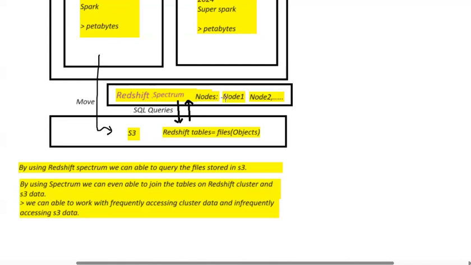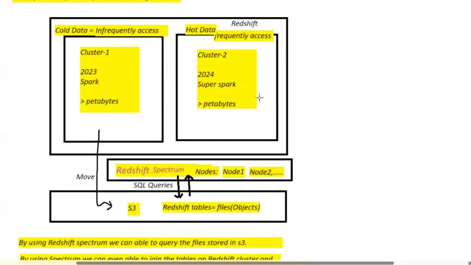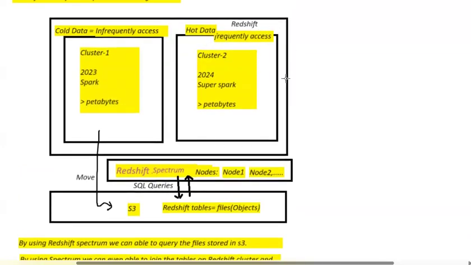Then it creates the nodes, and whenever we run our query under Spectrum, it scans the data which is present in S3 and processes that data under the nodes, and it provides the results to where? To my main cluster. From that main cluster, it will provide the result back.